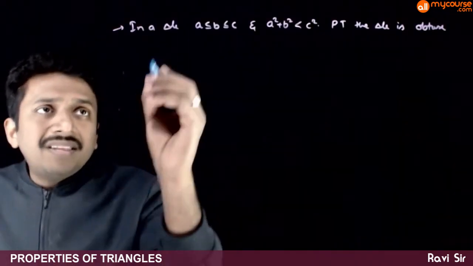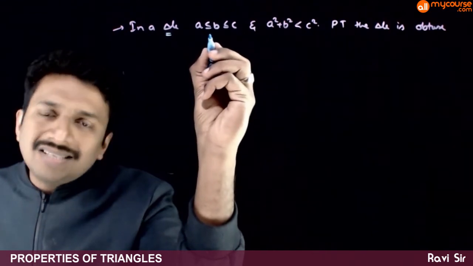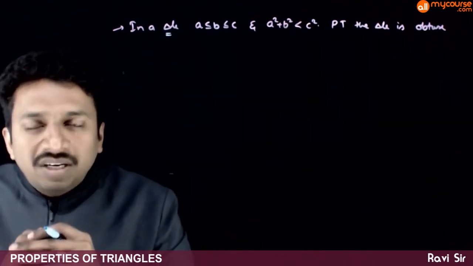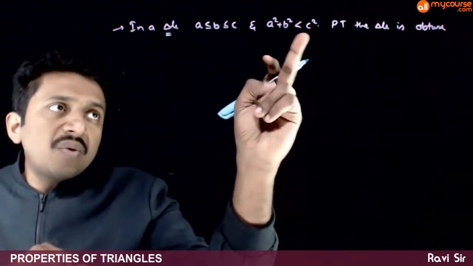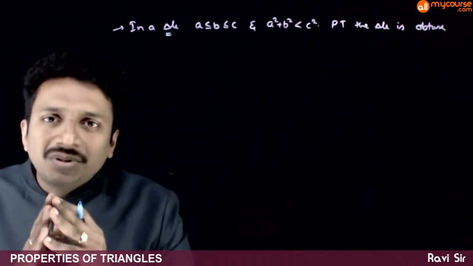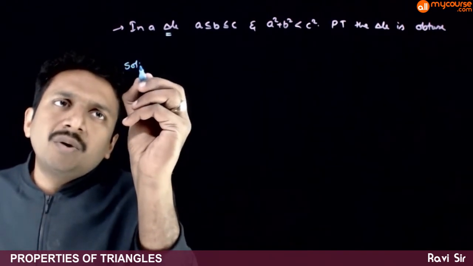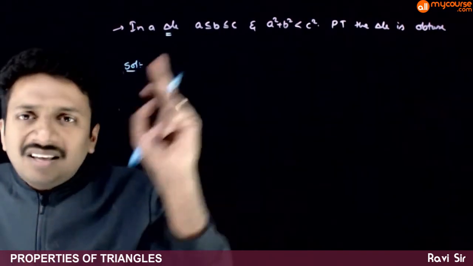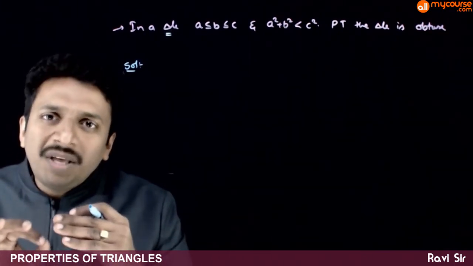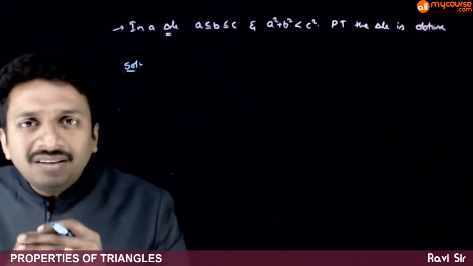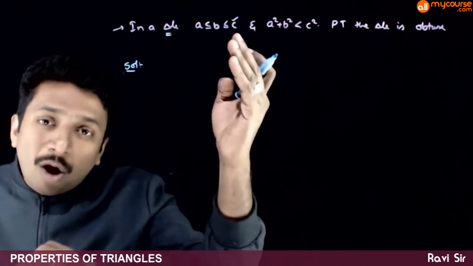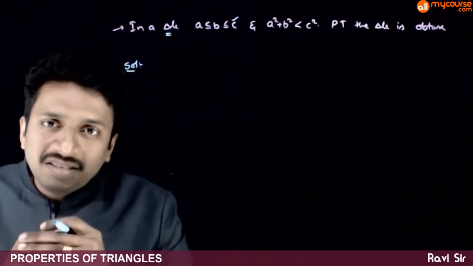In this question, you're given that in a triangle, the side A is less than or equal to side B is less than or equal to side C. C is the largest side of the triangle, and C square is greater than A square plus B square. In that case, you're asked to prove that the triangle is obtuse. So let us use the cosine formula. Obviously, C is the largest side. So if at all this triangle is obtuse angled, the obtuse angle will be angle C, because the angle opposite to the largest side is the largest. So the angle opposite to C, which is angle C, will be the largest angle.